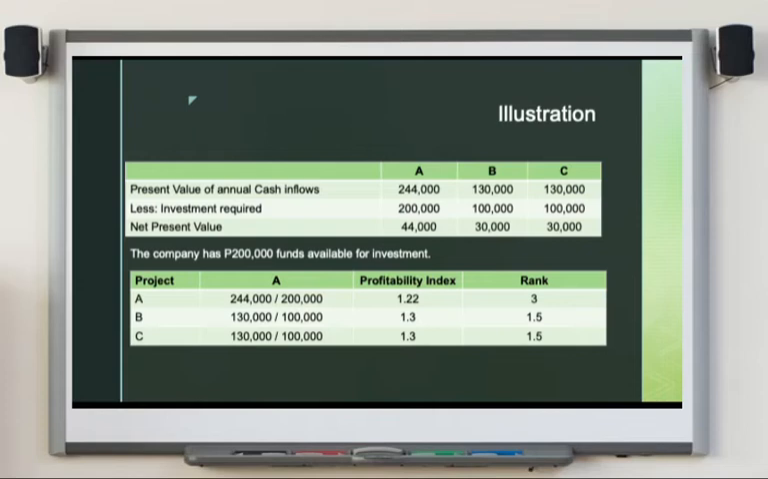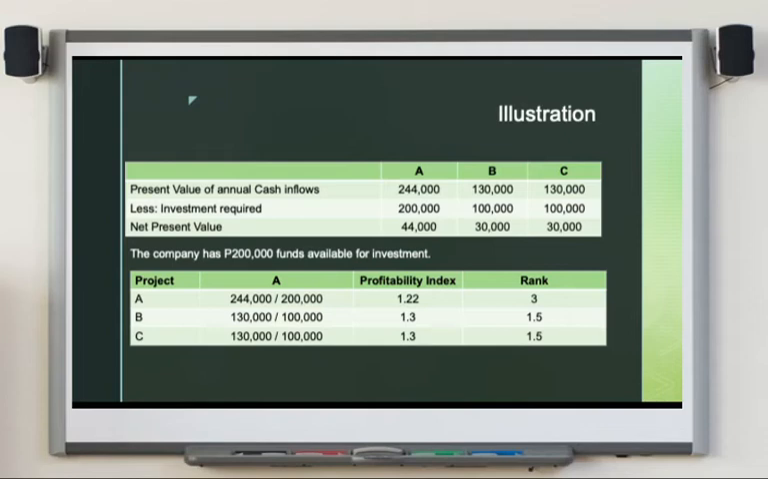Now the objective is to determine which one we should accept first, and therefore we can now use the profitability index. Since the company has limited funds for investment, equivalent to 200,000, we are being asked which investment proposal we should invest our available funds in.